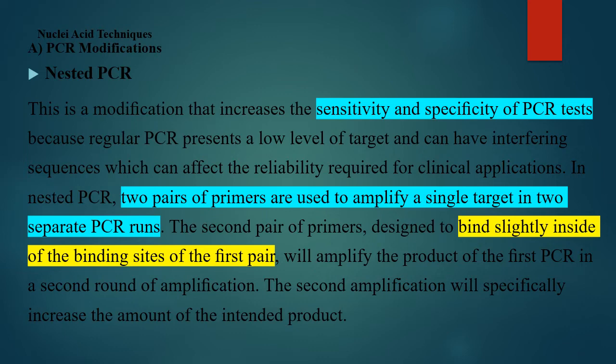So like I said, you produce a longer replicated portion, then you do a second PCR. Now this second PCR is going to work on the first thing you have replicated. So you had a DNA, you have produced a portion of the DNA, which is your target. Now you zoom into a portion of that target and then you replicate just that small portion. So this amplifies the product of the first PCR in the second round of amplification. The second amplification will specifically increase the amount of the intended product. So the intended portion is now further replicated, and this is nested PCR.